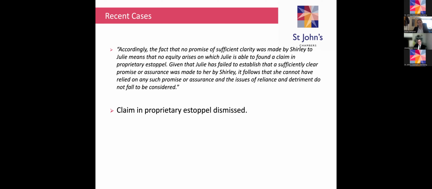So that's a case which was dismissed, the claim in proprietary estoppel at least, on grounds that there wasn't sufficiently clear evidence of promises having been made, and the promises that were made were not sufficiently clear as to be capable of being reasonably relied upon by Julie in the way that she claimed that she did.